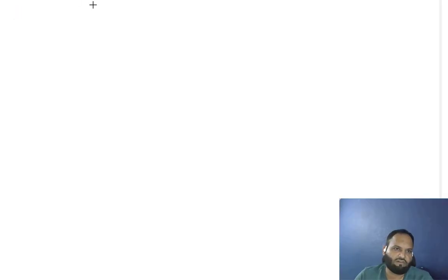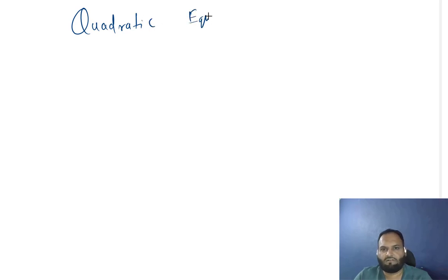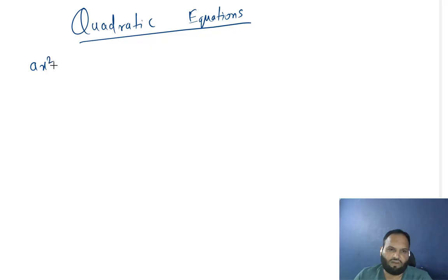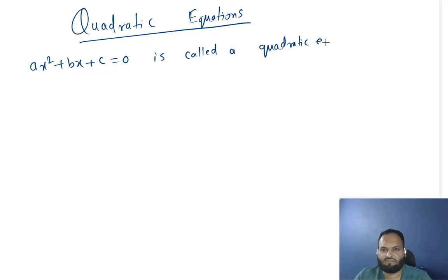So the topic that I am choosing for my video is quadratic equations. Quadratic equations means any equations of the form ax square plus bx plus c equal to 0 is called a quadratic equation. Okay, now this is the identification of a quadratic equation.